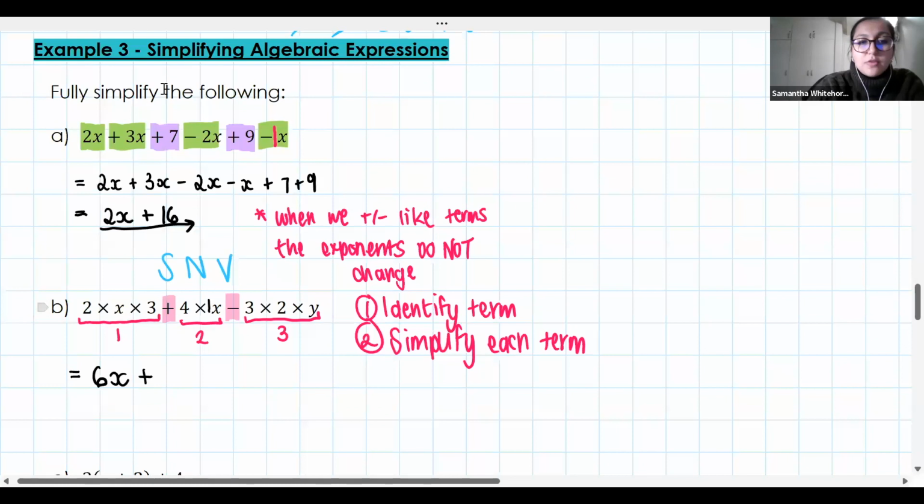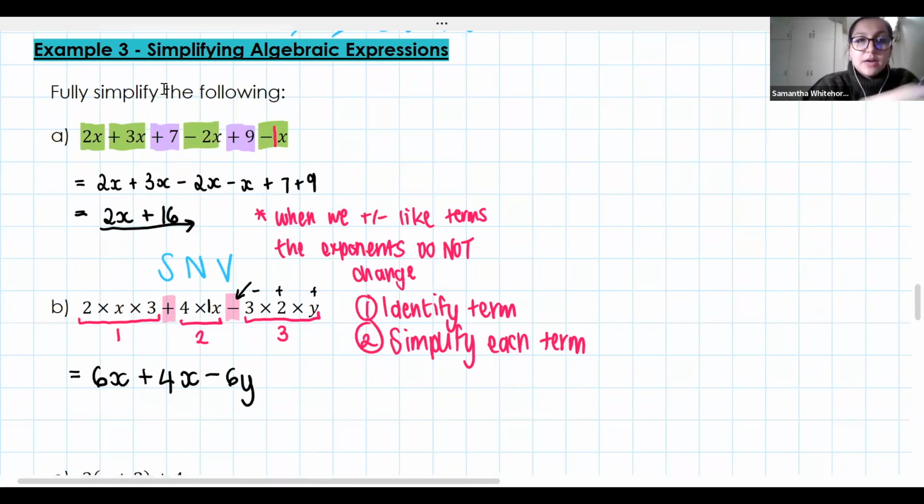Remember, there is a coefficient of 1 there, so 4 times 1 is 4, and then I've got my x. And then in my third term, now we need to be careful, we've got a negative here. So in terms of signs, I've got a negative times a positive times a positive. Negative times a positive is a negative. Negative times a positive is a negative. So I've got a negative here. 3 times 2 is 6, and then I have my y.